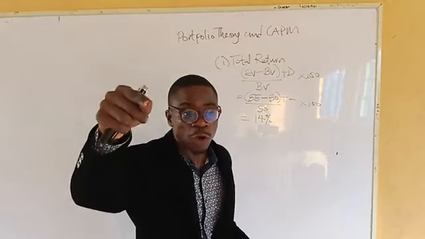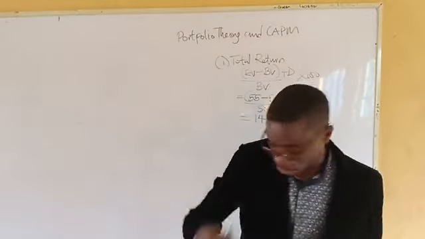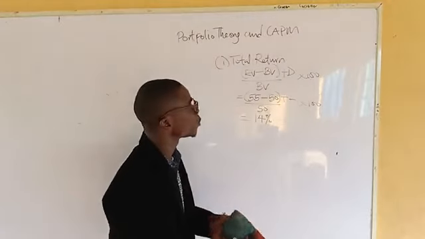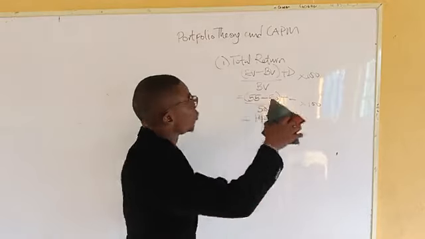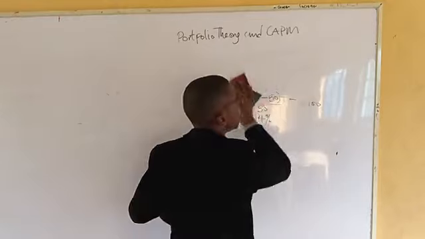So let's now continue. Let's go and solve 2. 2 is capital gain. Thank you. So I will wipe off this now, please. Thank you very much.